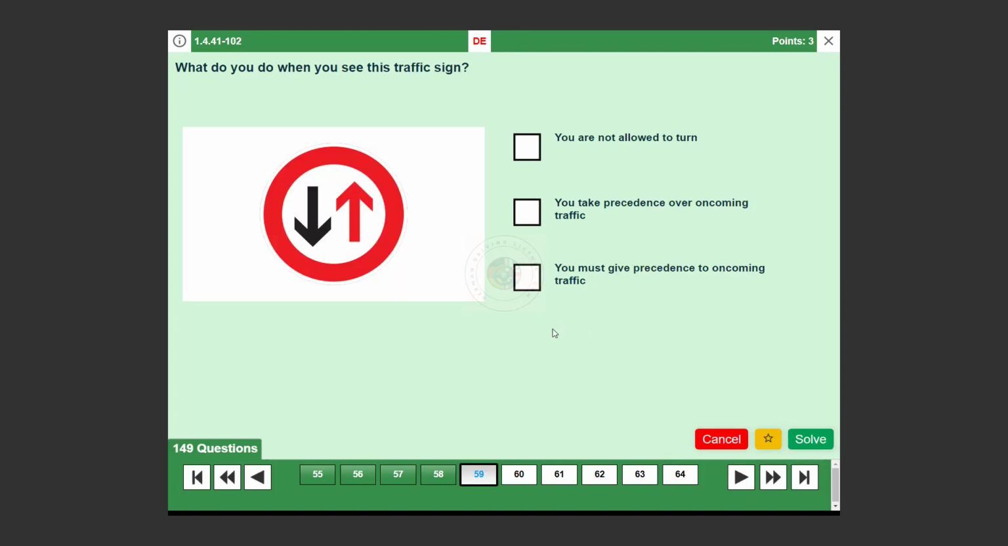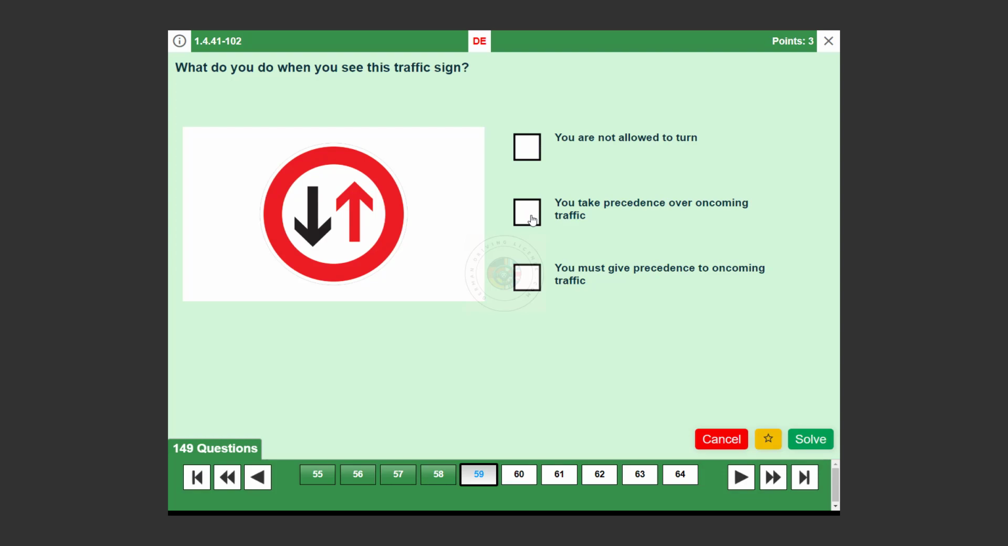Question number 59. What do you do when you see this traffic sign? You are not allowed to turn. False. The sign does not restrict turning but focuses on giving precedence. You take precedence over oncoming traffic.